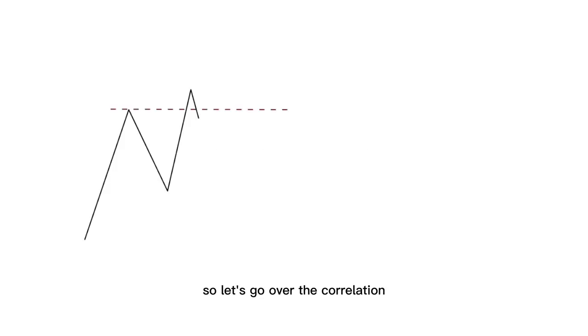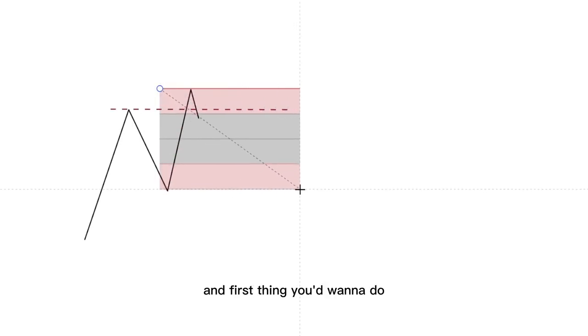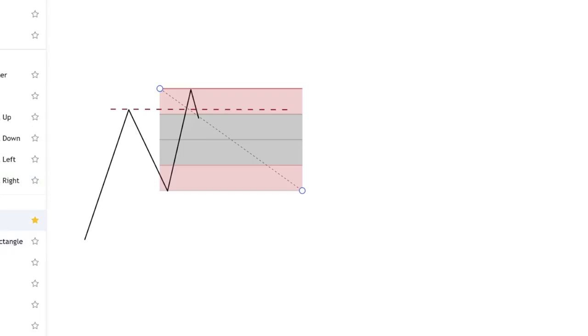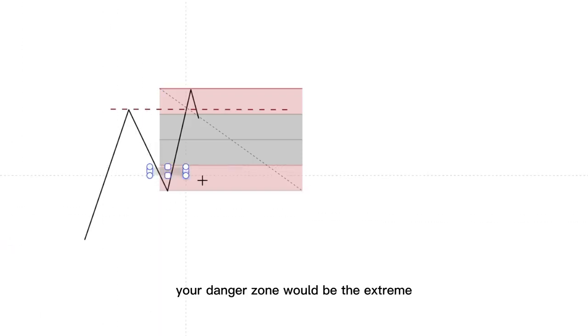So let's go over the correlation and how you can use both time frames to anticipate order flow and directional bias. So this is your macro, and price just broke structure and came back into the range. So what do you know when price breaks structure and comes back into the range? If we are in a supply and demand structure, we know the price is targeting supply and demand levels, which in this case would be your extremes. So you would pull out your fib, and the first thing you would want to do is locate your danger zone. Your danger zone would be the extreme.